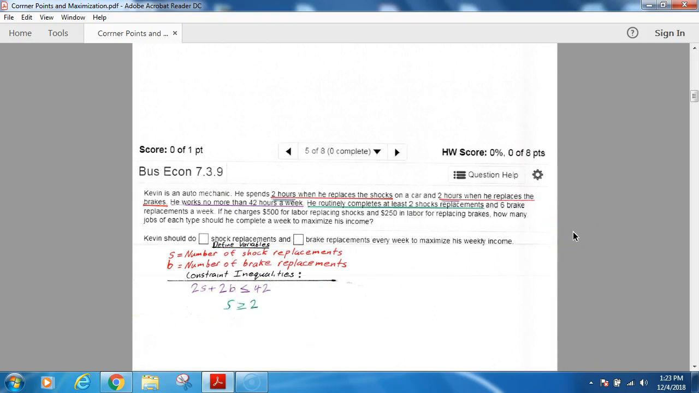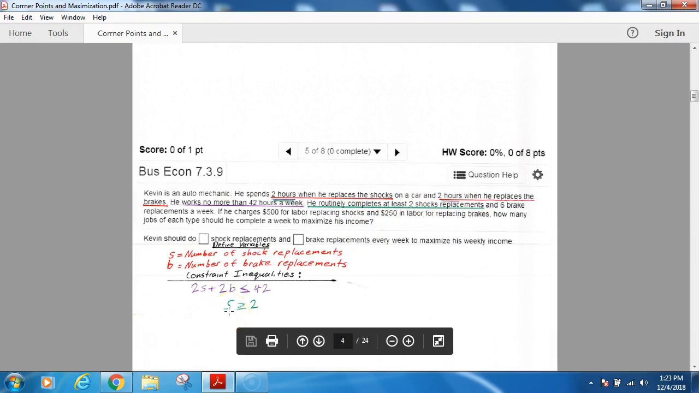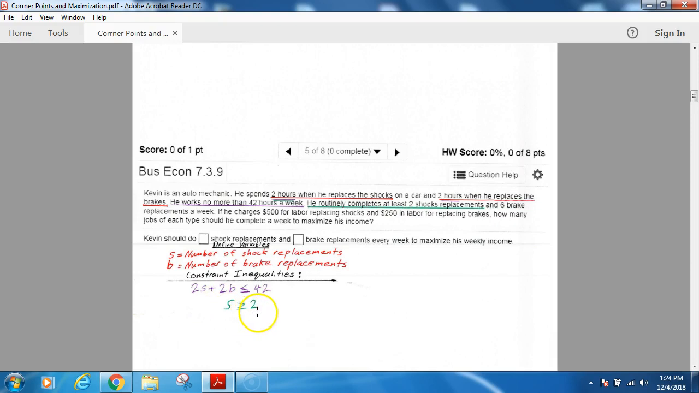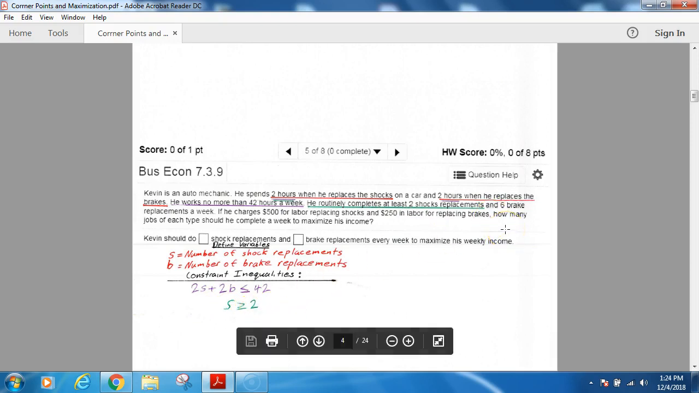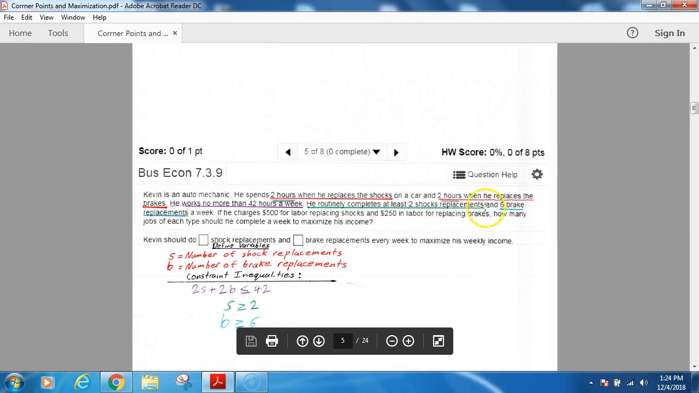The next one, we're going to base on the fact that he completes at least 2 shock replacements. Well, if S is the number of shock replacements, we know that has to be at least 2, or greater than or equal to 2. For our last inequality, we want to say that B is greater than or equal to 6 because he completes at least 6 brake replacements.